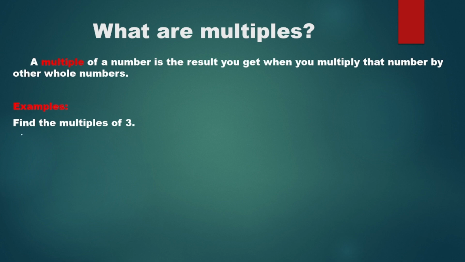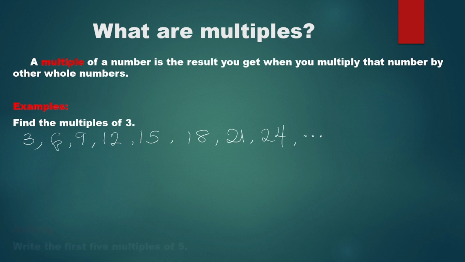To get the multiples of 3, all you have to do is keep adding 3 to the previous number. For example, 3, if I add 3 to 3, I'll get 6, 9, 12, 15, 18, 21, 24, and so on. Get a pen and paper and let's try an activity.